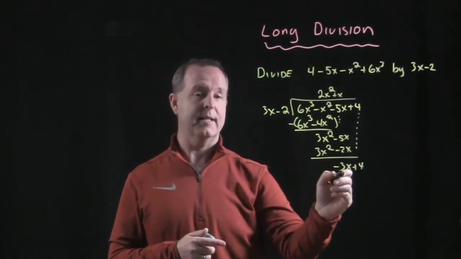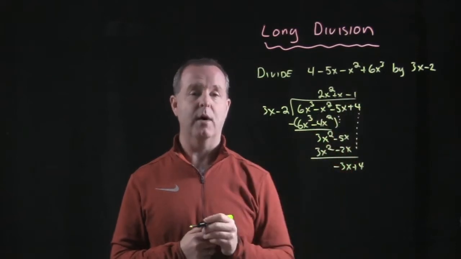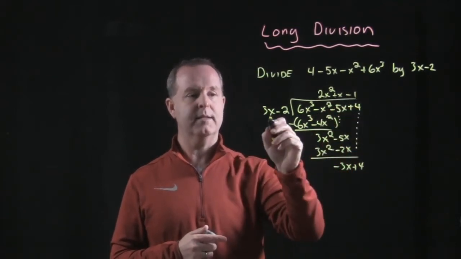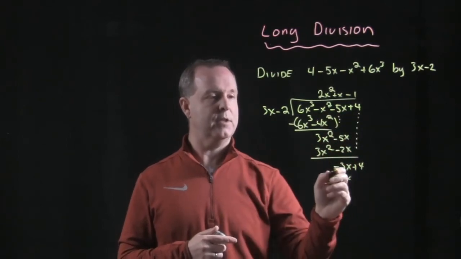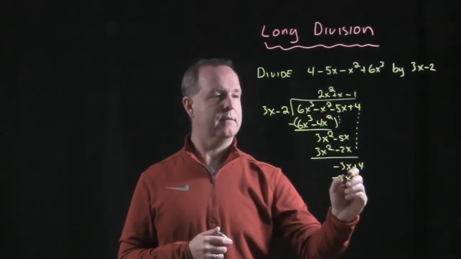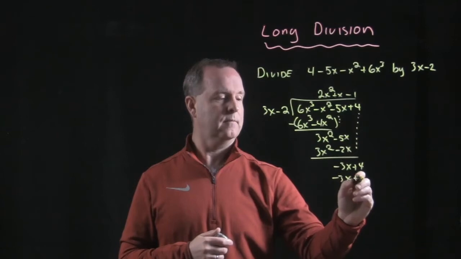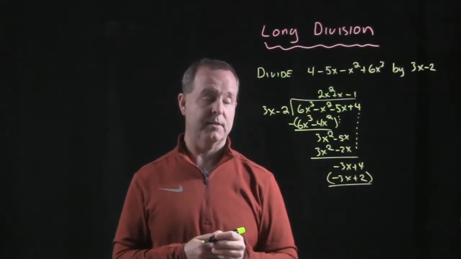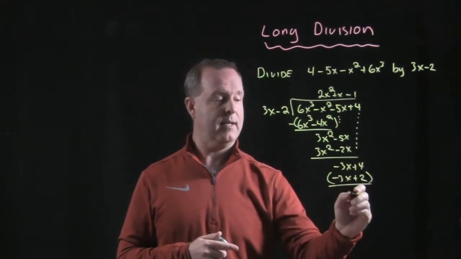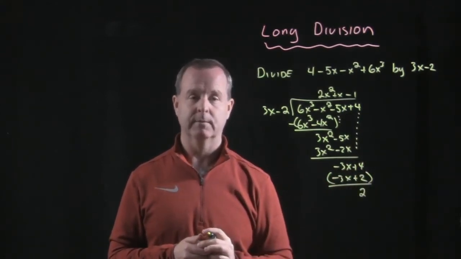3x times what makes a negative 3x? That would be a negative 1. So negative 1 times 3x is a negative 3x. Negative 1 times a negative 2 is a positive 2. Subtract that entire term from the term above it, and that leaves us with a remainder of 2.